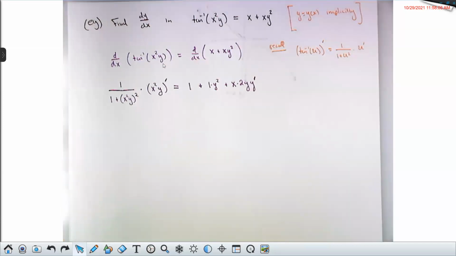So again, we're differentiating implicitly. Is everybody comfortable with the second purple line? Are there any questions so far?